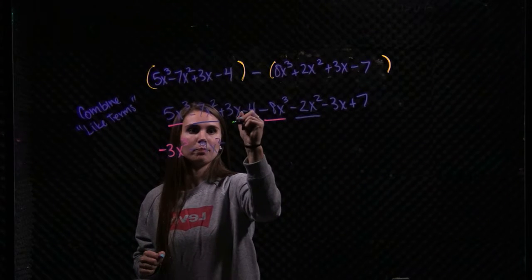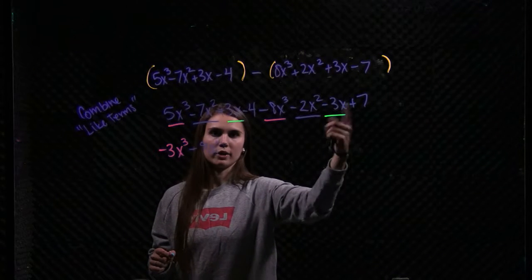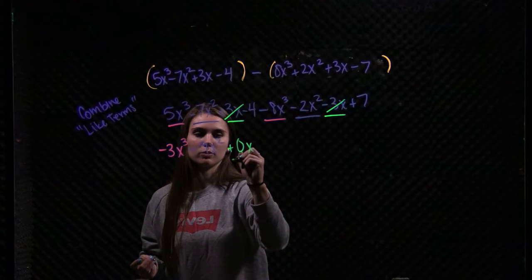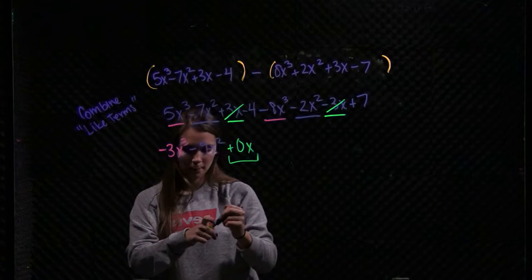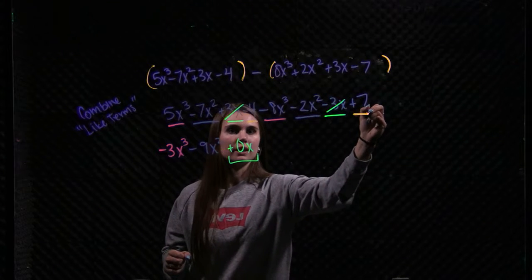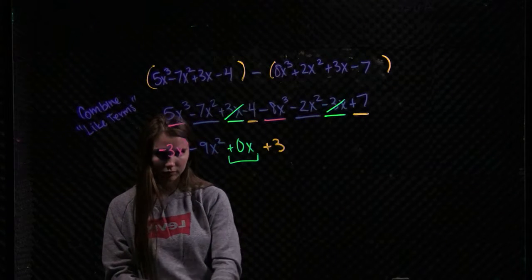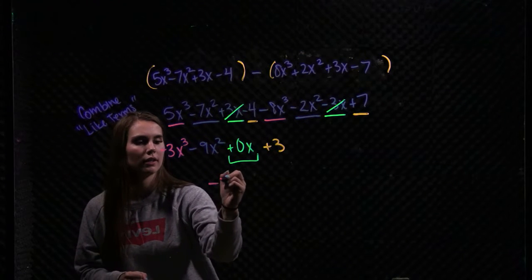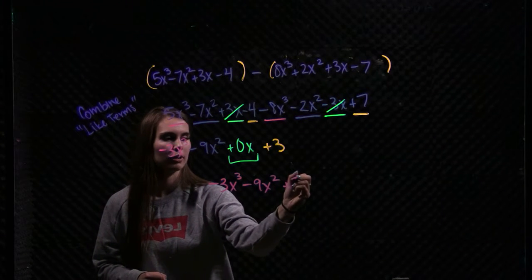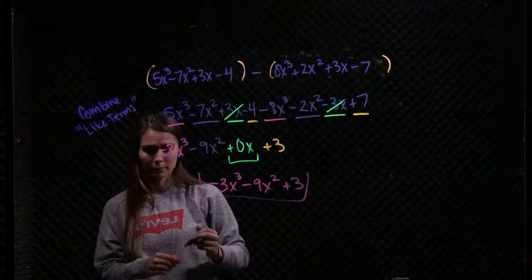Then we have our plain old x's. We have a 3x here, 3x here. And since I have plus 3 minus 3, it's going to cancel. So I have essentially 0x, which can go away after I simplify. Then I have my integers. So I have negative 4 plus 7, which is going to be plus 3. So then I can simplify this, take out that 0, and I'm going to be left with negative 3x cubed minus 9x squared plus 3. And that's going to be my solution to my subtraction problem.